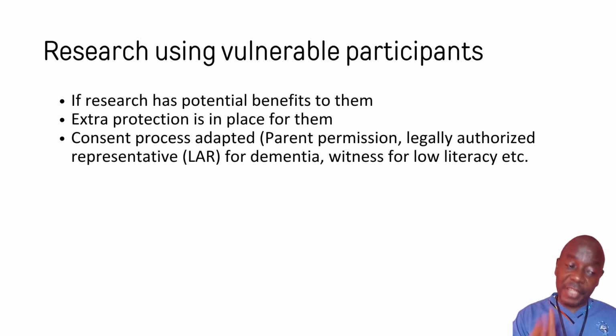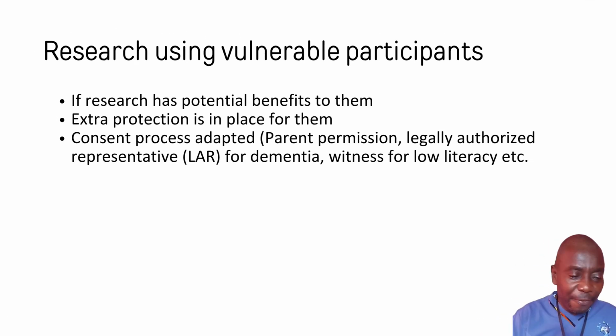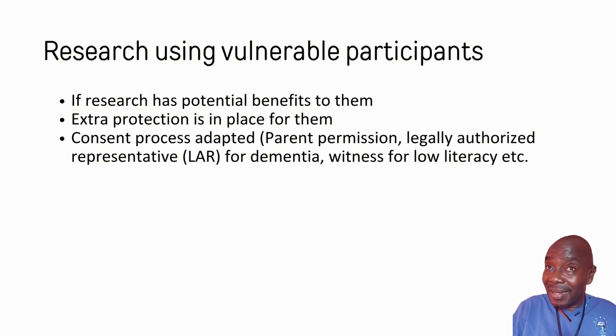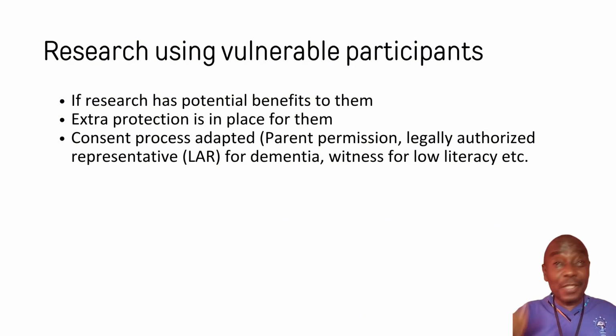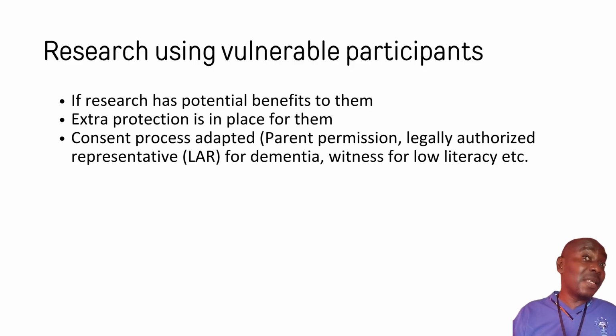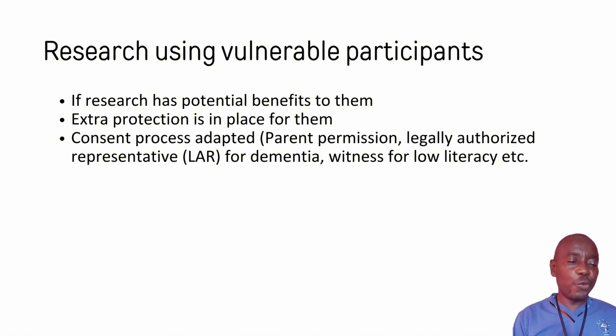So research using vulnerable patients: if research has potential benefit to them, then they can be included in that research. If extra protection is in place for them, they can also be used in that research. And of course, the consent process must be in place. A parent's permission, or an LAR, legally authorized representative of that person, especially in cases of those who have cognitive impairment, dementia, and all of that. There must be someone that the court says can give a yes for this person before such a person can be used in research.